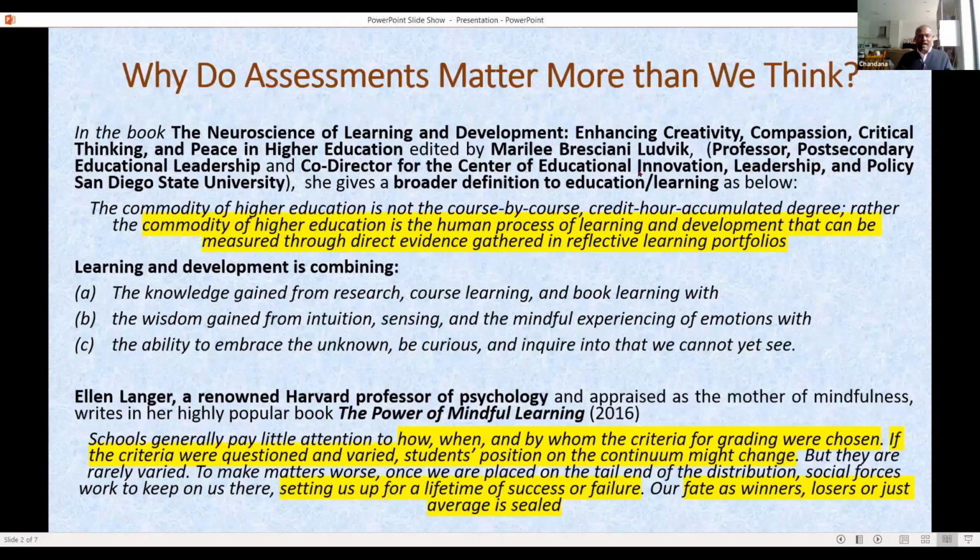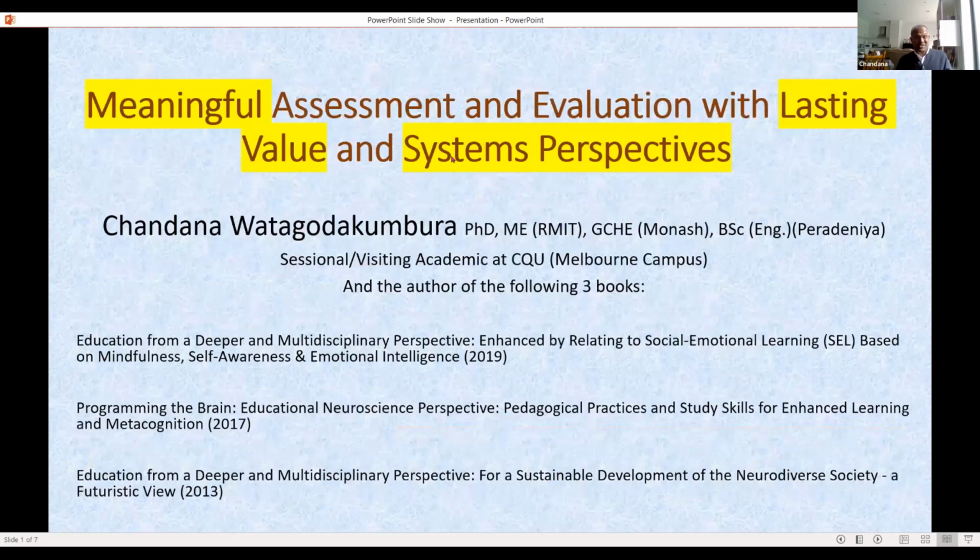I'd like to bring out another quote from this book, The Power of Mindful Learning. This is probably the second edition, 2016. The initial version was published by Ellen Langer, professor of psychology at Harvard University, about 20 years ago. I like this particular statement from this book, based on her research, and it's a very critical statement if you look at it. I'm trying to bring out the systems perspective and lasting value of assessment.